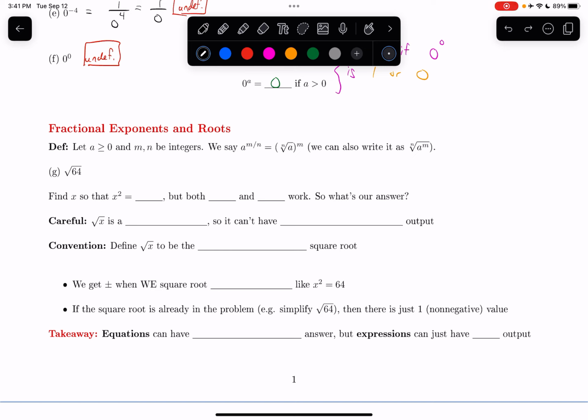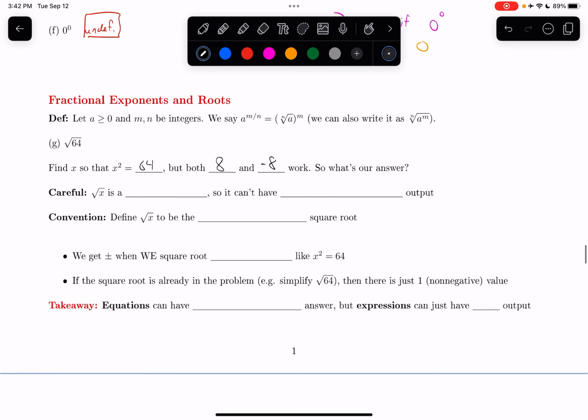All right, let's look at part G. I've got the square root of 64. When I'm evaluating a square root, I'm trying to find a number, x, so that when I square that number, I get 64. But there's two things that work. Both 8 and -8 work. So which of those is going to be our answer?